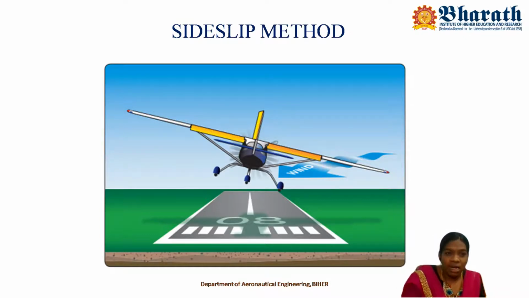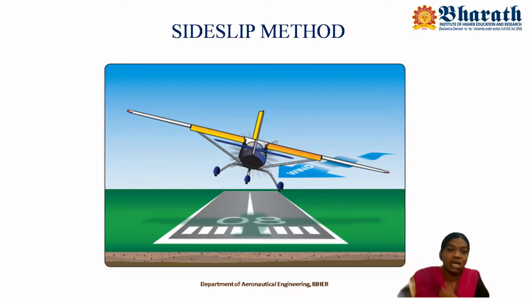So, while lowering the upwind wing, simultaneously the pilot should apply sufficient opposite rudder. So when he is applying opposite rudder, what will happen? It will tend to move in the opposite direction. So because of the rolling, the aircraft will tend to move towards the right, and because of the rudder deflection in the opposite direction, it will tend to yaw towards the left. So those two movements will be nullified.